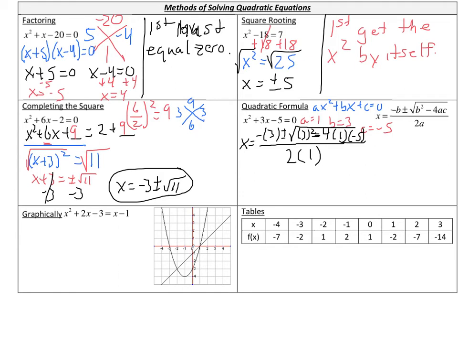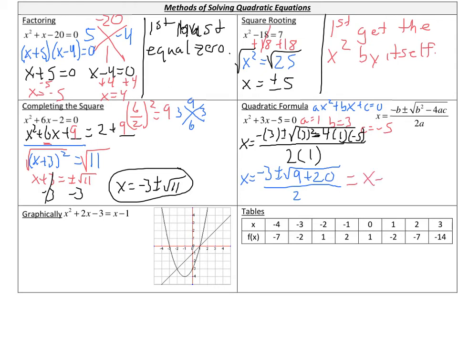Now let's start simplifying. So I have x equals, well, the opposite of 3, is everybody okay with -3? Then I have a positive or negative. Then what's 3 squared? 9. And then this one, when we multiply -4 times 1 times -5, let's multiply all 3 at once. -4 times 1 is -4. -4 times -5 is positive 20. And 2 times 1 is 2. All right. The only thing left is the square root to simplify.